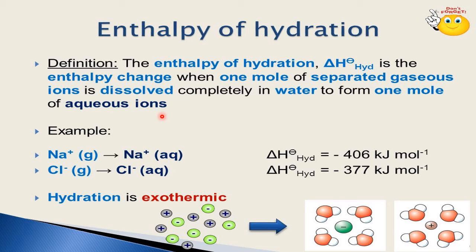So when one mole of ions is made to dissolve in water, whatever energy change there is, that energy change is called enthalpy of hydration. In the case of sodium, it is minus 406 kilojoules per mole, whereas in the case of chloride ion, it is minus 377 kilojoules per mole. That means whenever chemicals dissolve, energy is given out. That means enthalpy of hydration is exothermic in nature. Energy is given out.